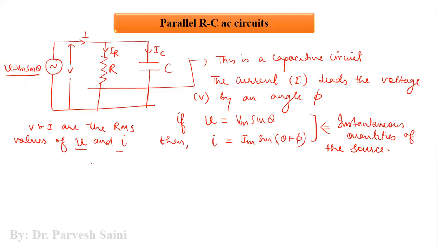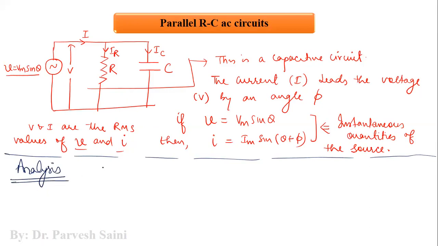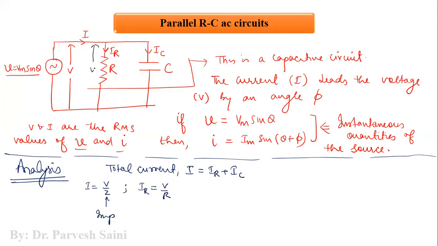So let us come to the analysis of this one. The analysis part says we have to find out the total current. So first of all, we will see the total current I, which is basically equal to IR plus IC. Now, I is equal to V by Z, and Z is the impedance, right? IR is equal to V by R, because these are parallel components, so this is sharing V here, and this is also sharing capital V here, right?